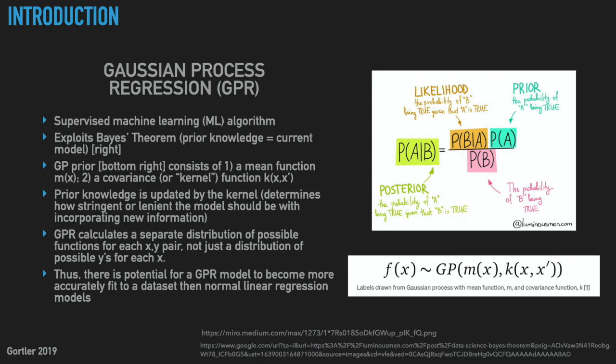And one cool thing about GPR is that it's pretty powerful in that it actually calculates a separate distribution of possible functions for each XY pair that it's exposed to, versus just a distribution of possible Ys for each X. So it's actually computing a lot more information. Because of that, there's a potential for GPR-based models to become more accurately fit to a given data set than just normal linear regression.